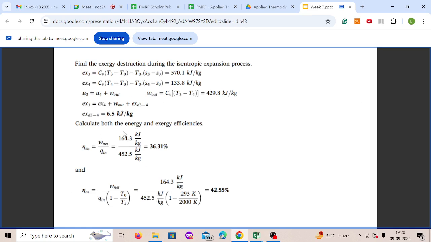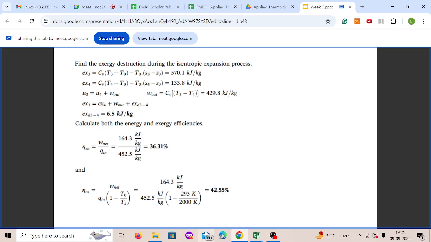So the overall efficiency is 36.31%, and exergy efficiency is nothing but your net work divided by the ideal work, the maximum work which you can generate, that you can generate using a Carnot cycle. So Q in into 1 minus T0 by Ts. Source temperature is given as 2000 Kelvin. So 164.3 divided by 452.5 into 1 minus 293 divided by 2000. So this comes out to be 42.55%.